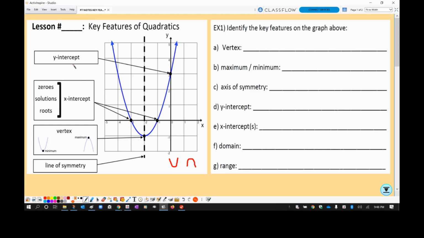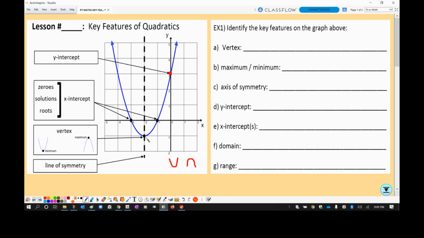Now, here are some of the features that you're going to find on a quadratic. You're going to find the y-intercept, where the graph touches the y-axis. So right here is the y-intercept. And also you have what are called zeros, solutions, roots. They all mean the same thing: x-intercepts. So here we have two x-intercepts at 3 and at -1.